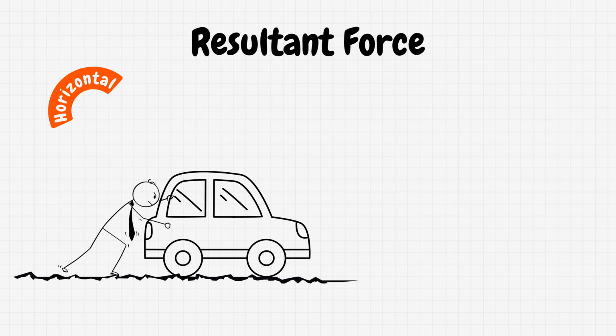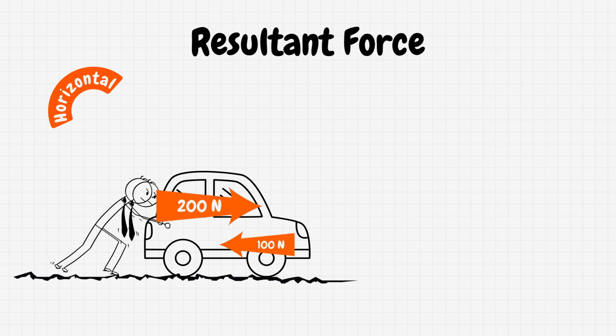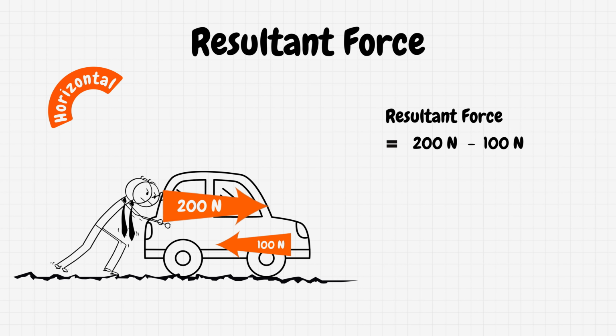But now, let's say you bring in a friend to help you push. Now there are two people pushing, 100 newtons each, both to the right. That gives a total push force of 100 newtons plus another 100 newtons equal to 200 newtons to the right. Friction is still pushing back with 100 newtons to the left. So the resultant force is positive 200 newtons of push force, negative 100 newtons of friction force, and this results in an overall resultant force of 100 newtons to the right.